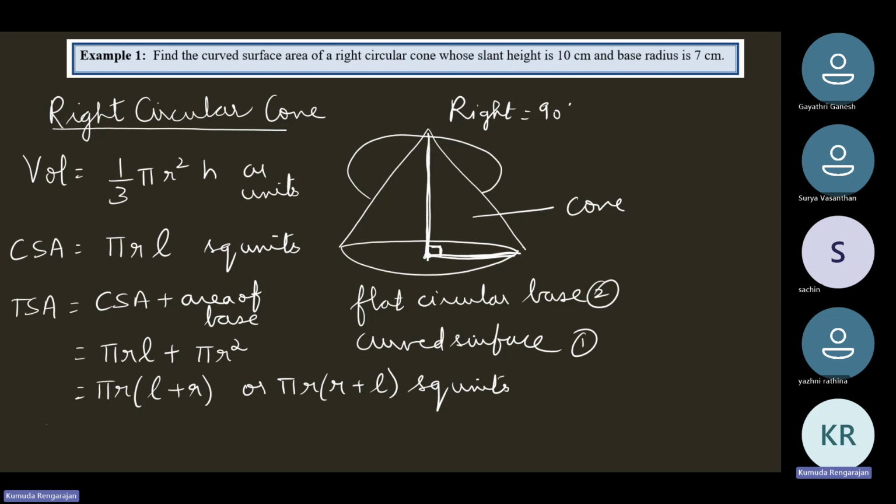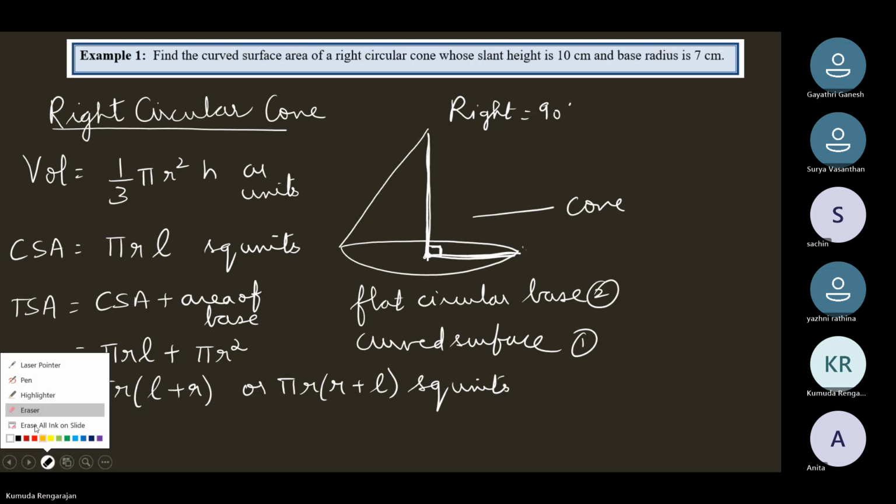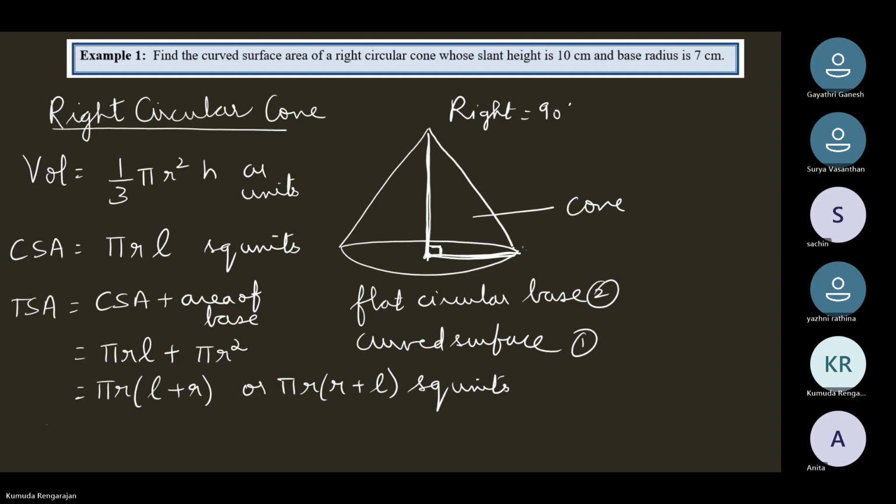And what is l? l is the slant height of the cone. This one, which is the hypotenuse, is the slant height of the cone. This is the perpendicular height, this is the radius, and this is the slant height, l.